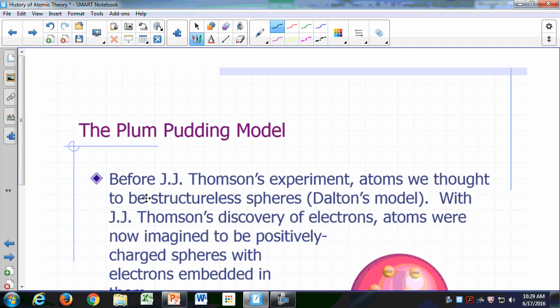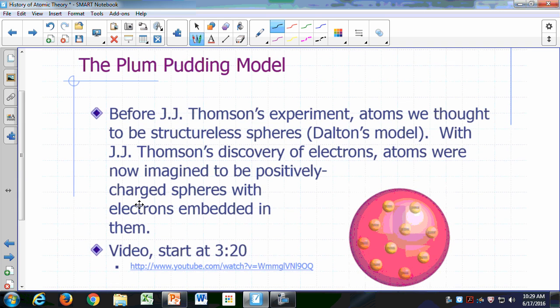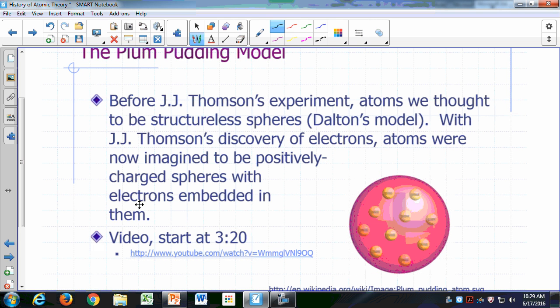Okay? So that led to what is now known as the plum pudding or the raisin pudding model of the atom. Before J.J. Thomson's experiment, atoms were thought of as just structureless spheres, Dalton's model. Dalton's model basically says you have one indestructible sphere in an atom. Okay, so the atom is just an indestructible sphere that you can't cut any further.